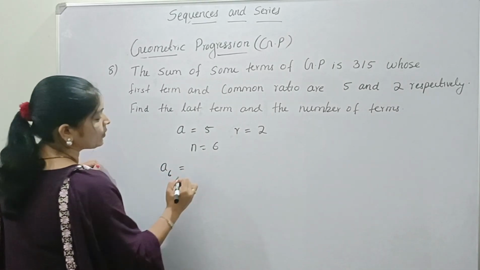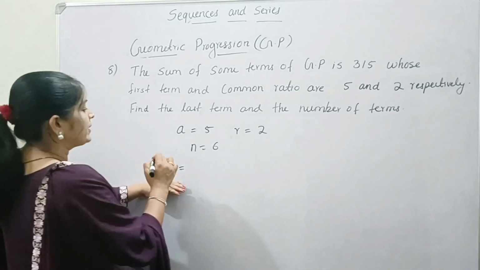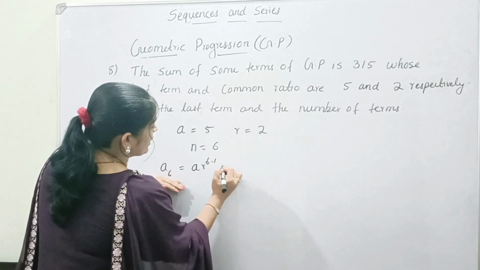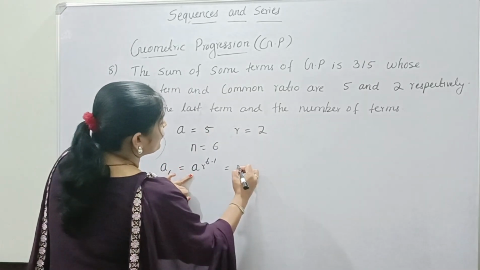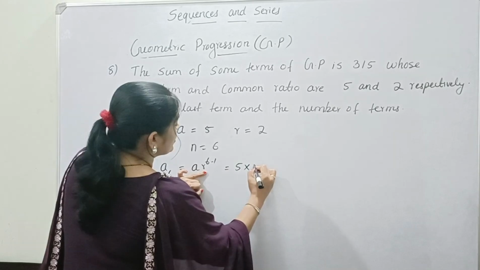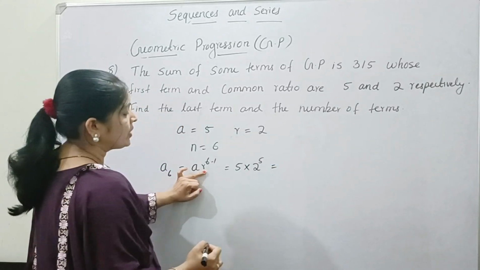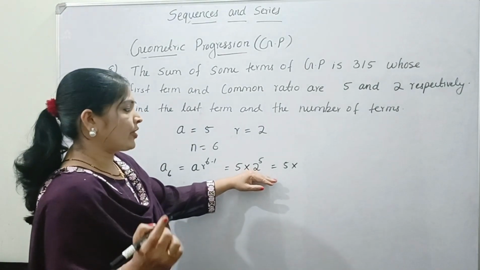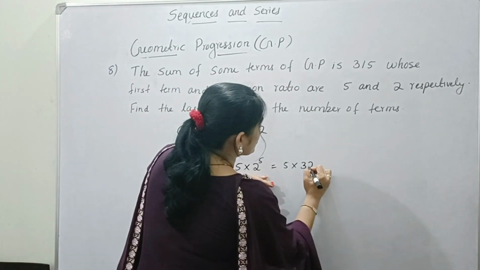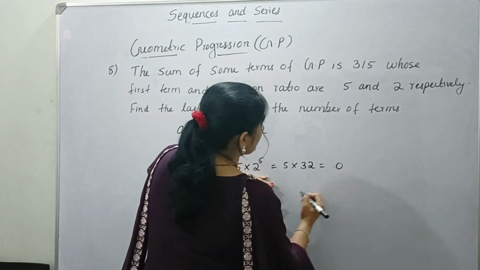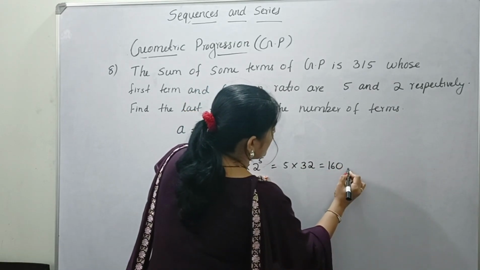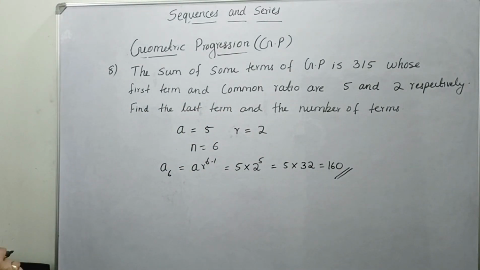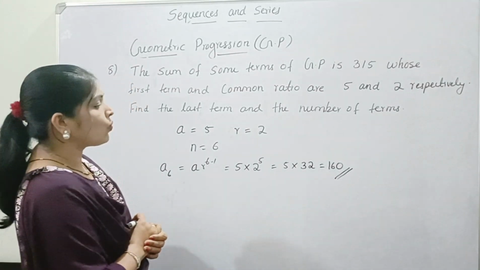So A6, the 6th term, is equal to a into r raised to 6 minus 1. a is nothing but 5 into r, which is 2 raised to 5. 2 raised to 4 is 16, 2 raised to 5 is 32. That implies 5 twos are 10, 5 threes are 15, 16. So 160 is the last term. The last term of this GP is 160.